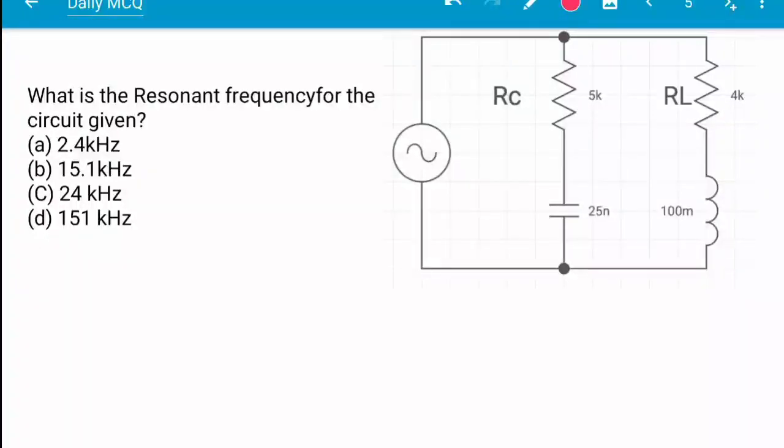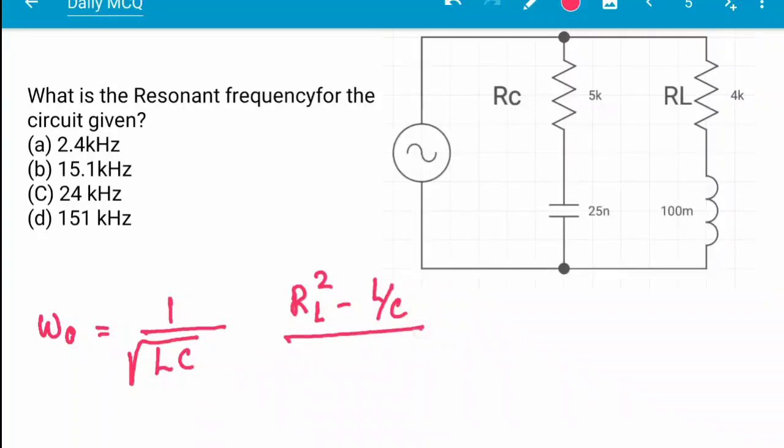Here RC and RL are in parallel, and for this type of circuit the resonant frequency omega naught is 1 by root over LC, into root over of (RL square minus L by C) by (RC square minus L by C). This one is the formula, and we have to calculate the resonant frequency here.